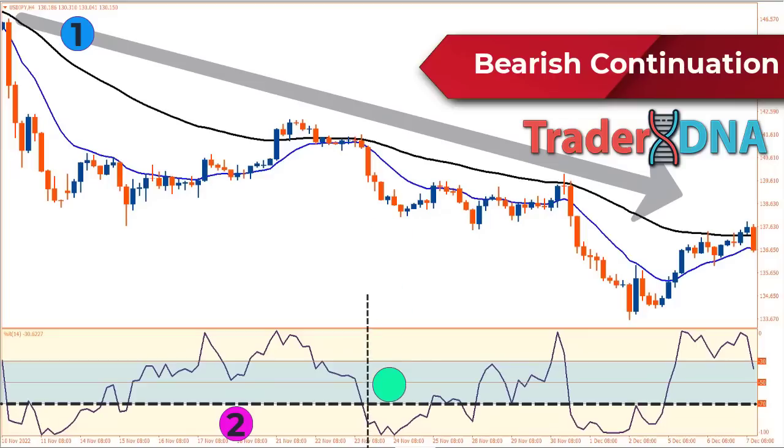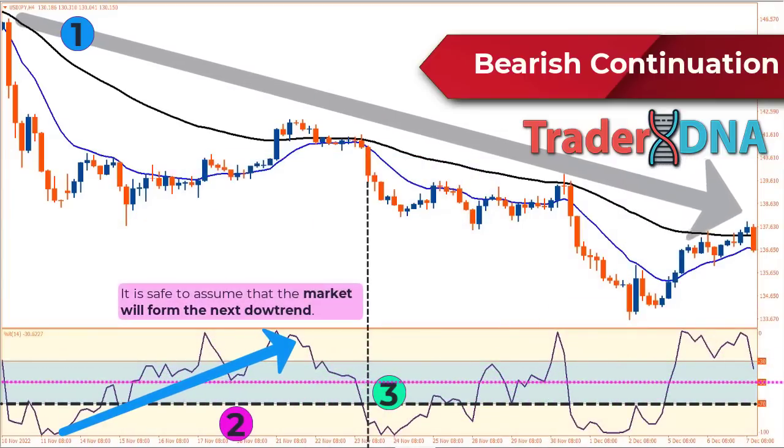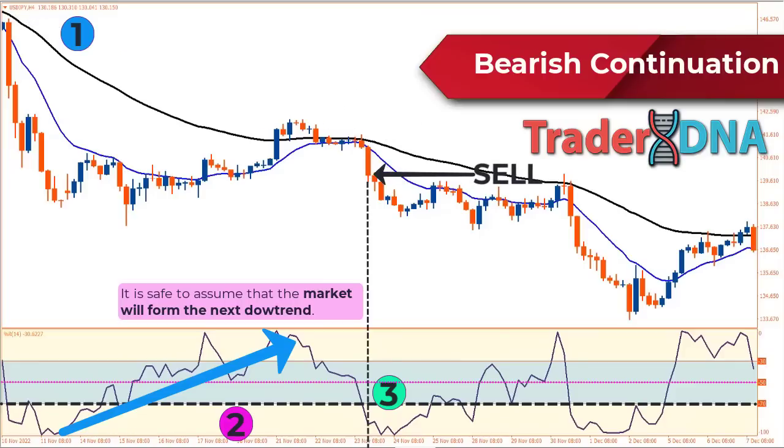Third, when the percent R indicator goes downward past the minus 70 level again, after hitting the first oversold level and bouncing upward above the minus 50 level, it is safe to assume that the market will form the next downtrend. So, a sell will only be opened if the percent R indicator goes downward past the minus 70 level for the second time, and so on. Place a stop loss above the highest moving average.